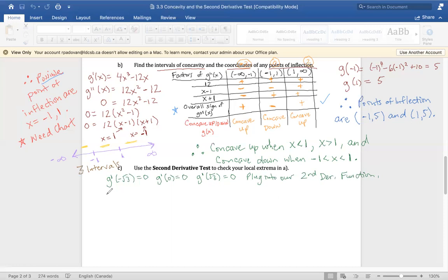So if I was to plug into the second derivative function the x value of negative square root 3, the second derivative is 12x squared minus 12. I have that written down in B. So I would have, again, 12x squared, so that squared would be 3, right? Minus 12. So 3 times 12 is 36 minus 12. I would have an answer of 24. So that answer of 24 is greater than 0.